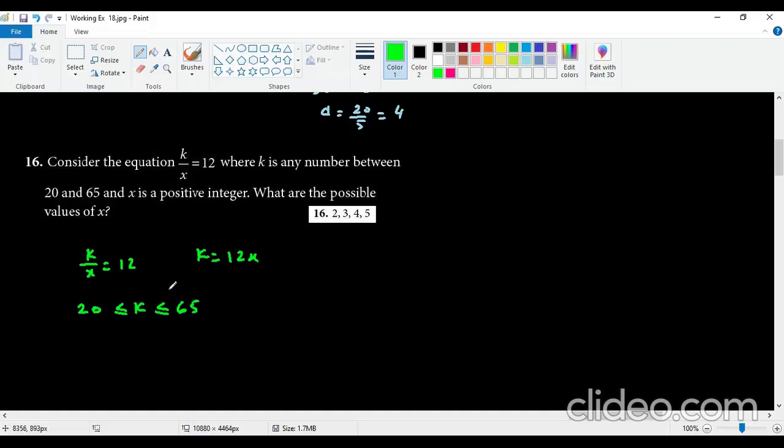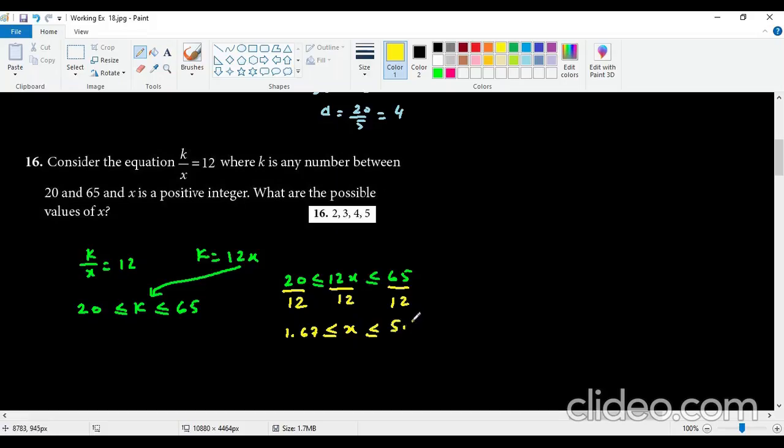So now I will put the value of k over here. This 12x is going to replace k here, and I will write 20 less than or equal to 12x less than or equal to 65. If I need to remove this 12 from here, I will divide everything by 12. So I will write divide by 12, divide by 12, and divide by 12. The first one is going to give us 1.67 less than or equal to x and less than or equal to 5.42.